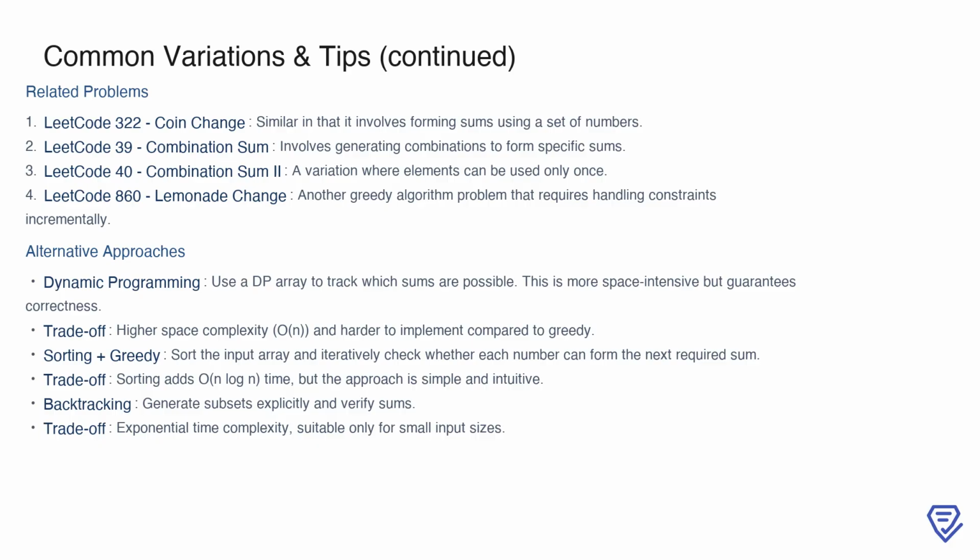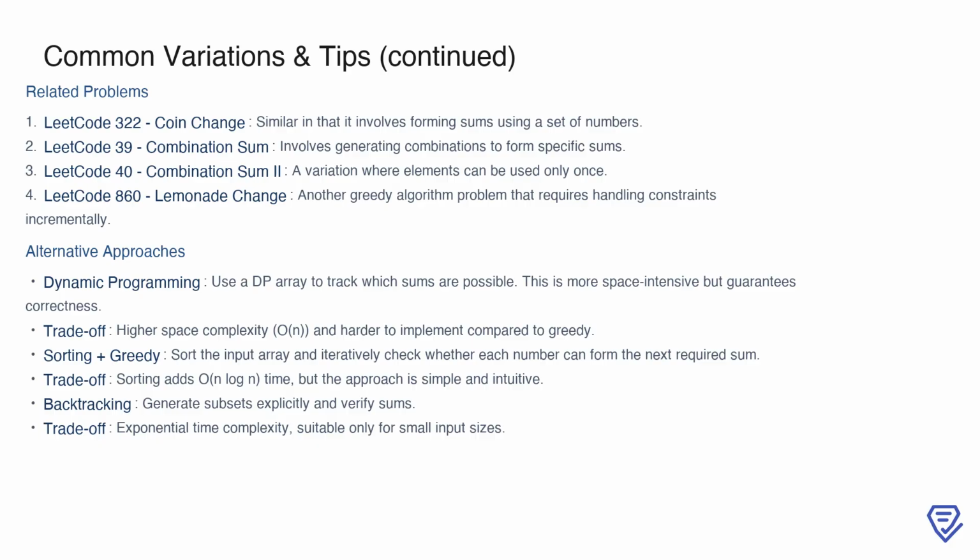There are also related problems that you can study to deepen your understanding of the patching array problem. For instance, LeetCode 322, the coin change problem, also involves forming sums using a set of numbers. Similarly, LeetCode 39, Combination Sum, and LeetCode 40, Combination Sum II, focus on generating combinations to achieve specific sums, with the latter adding the constraint that elements can only be used once. Another useful problem is LeetCode 860, Lemonade Change, which applies a greedy algorithm to handle constraints incrementally.